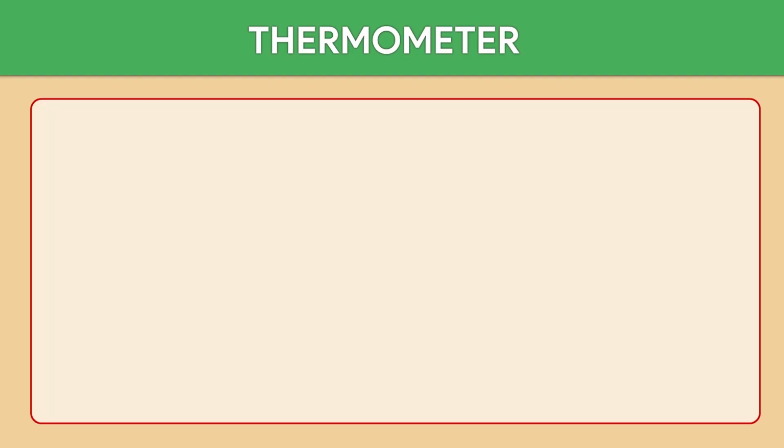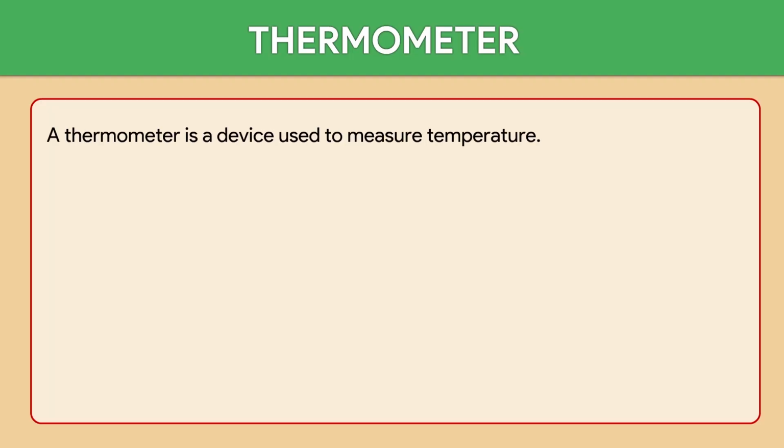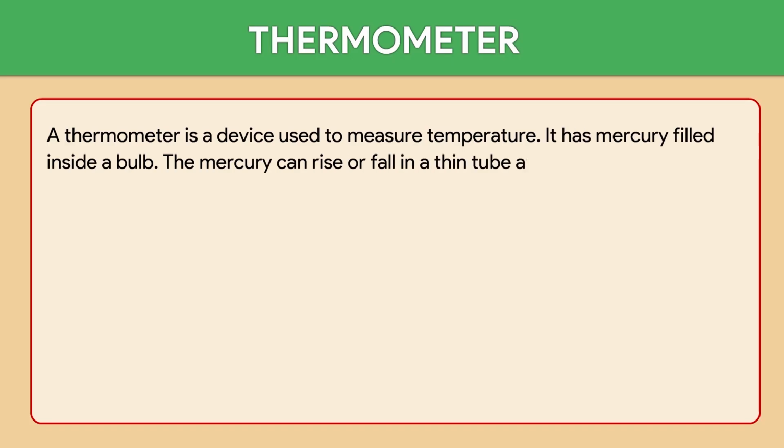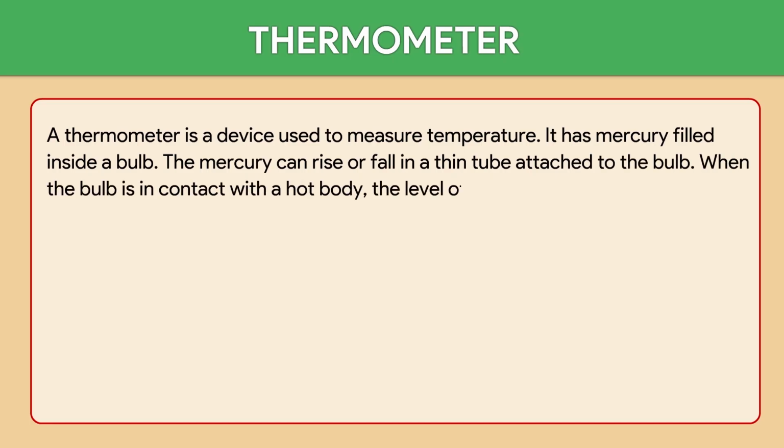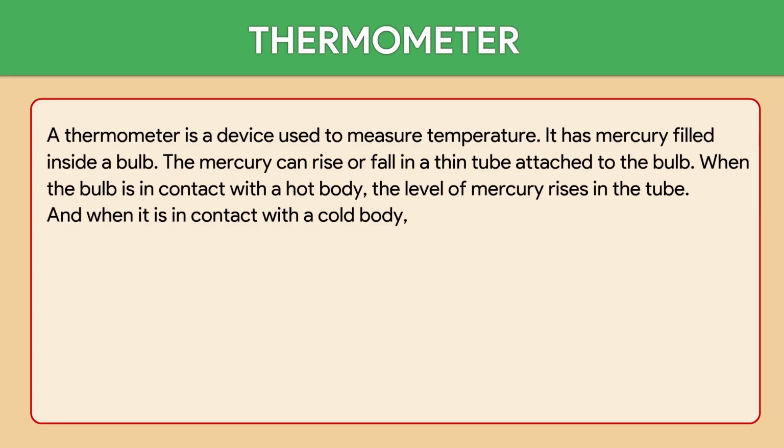Thermometer. A thermometer is a device used to measure temperature. It has mercury filled inside a bulb. The mercury can rise or fall in a thin tube attached to the bulb. When the bulb is in contact with a hot body, the level of mercury rises in the tube. And when it is in contact with a cold body, the level of mercury reduces.